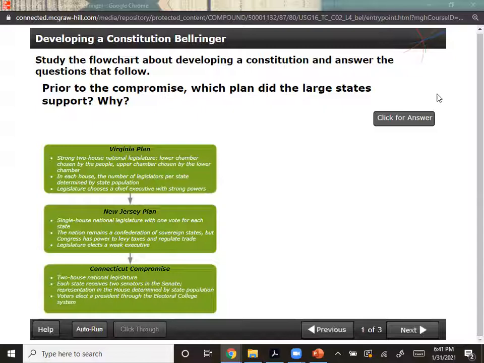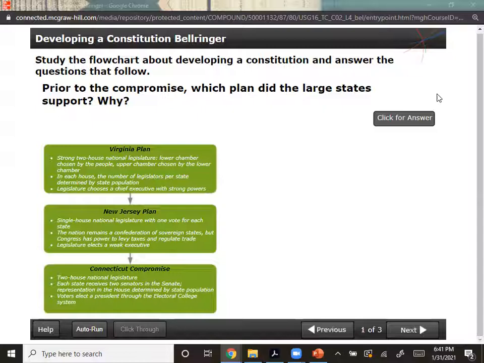The New Jersey Plan put forth a single house national legislature with one vote for each state. The nation remains a confederation of sovereign states, but Congress has the power to levy taxes and regulate trade, and they propose that the legislature elects a weak executive.